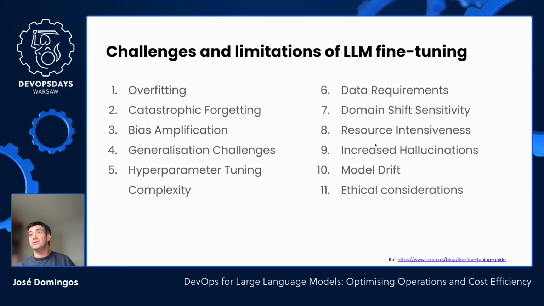You may end up with increased hallucinations, i.e. the model replies in ways that are not factually correct and can actually lead to problems and mistakes and errors. You have model drift, in which the model slowly becomes less able at a particular field. And of course, you have ethical considerations, in which the model responds in unwanted ways to prompts by users.